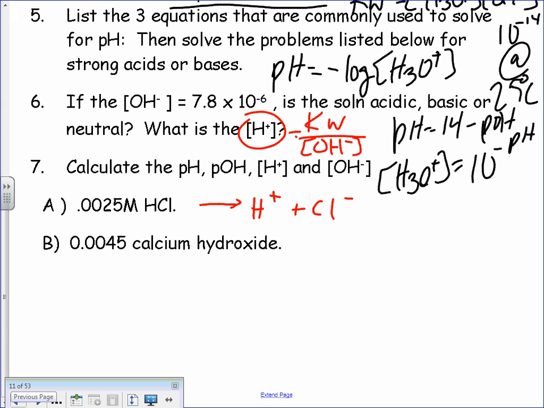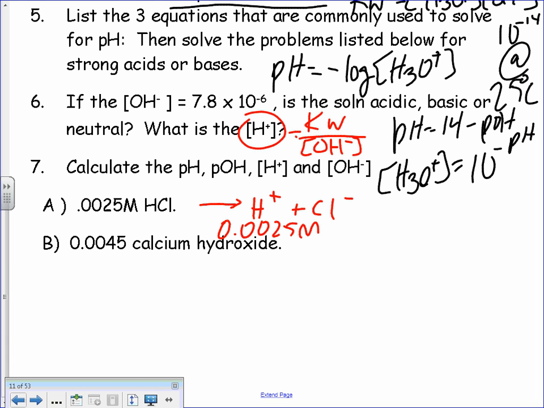So what does that mean? I can automatically assume the hydronium or H plus concentration is the same concentration. So if this goes 100%, then I automatically assume 0.025 molar is the hydronium concentration.